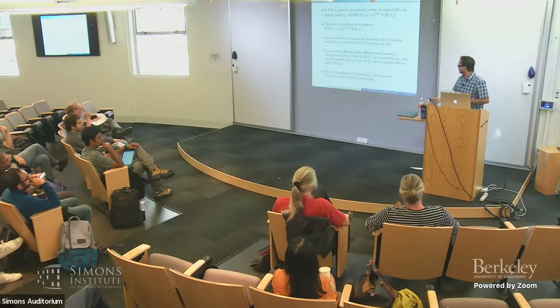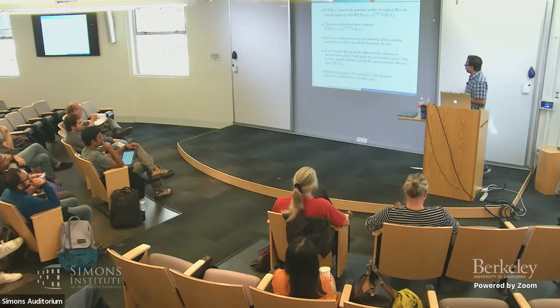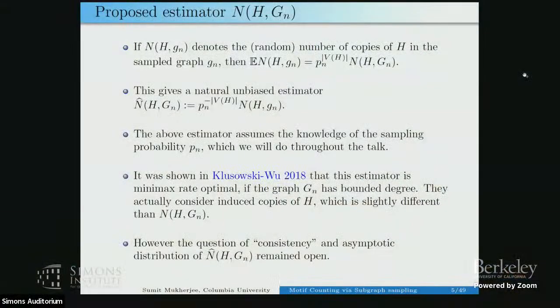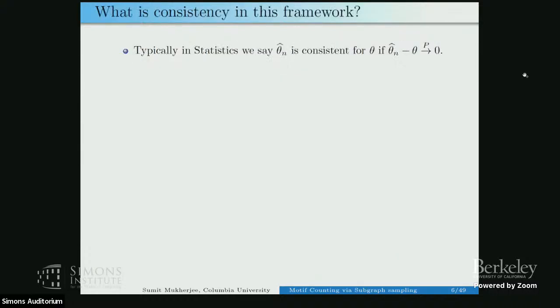Right. Okay. So what we want to understand is, when is this consistent? If you have a sequence of graphs Gn and Pn, when is this asymptotically normal? We don't know that. What is the asymptotic distribution of this? I put the word consistency in quotes because, of course, we need to make some sense of it.